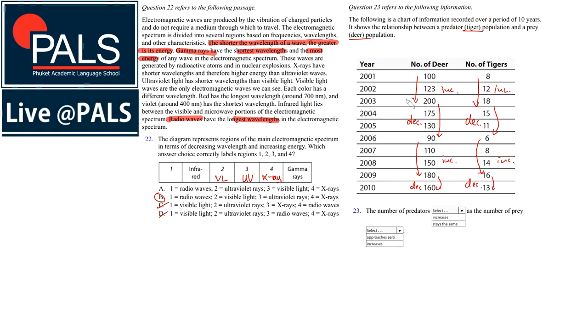So we can see that the two population sizes depend on each other. The number of predators increases as the number of prey increases. That makes sense, no? So as prey increase, predators increase. Prey doesn't approach 0, it just goes down to 90. That's not approaching 0. Stays the same is not true as well. Now we can see the tiger population. It's always changing too.